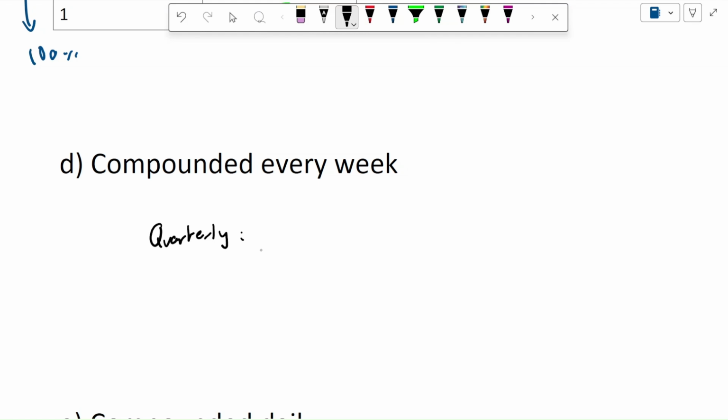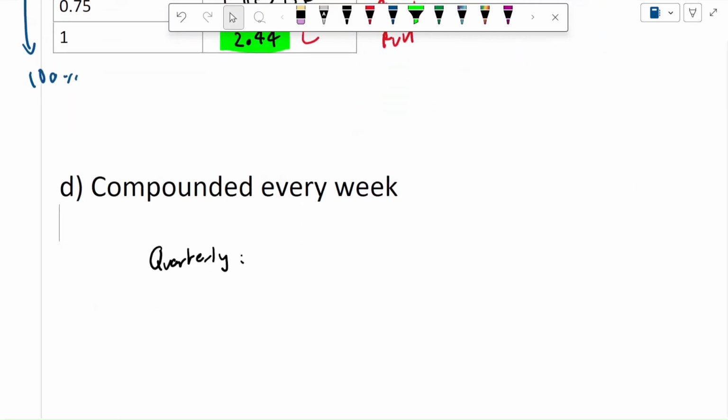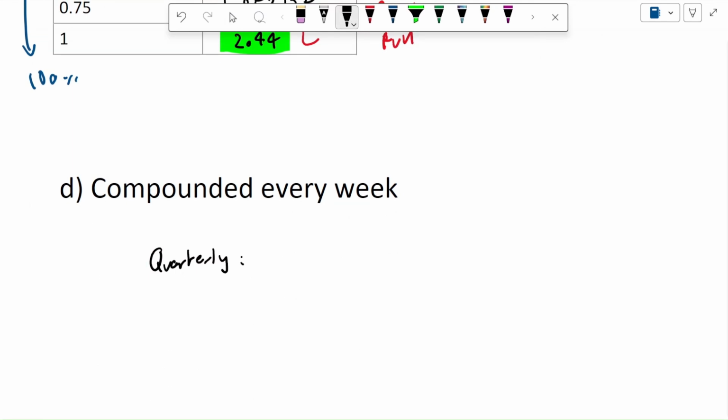All right, now if we do compound it every week, we could do a big long table like this, but it would have 52 rows because there's 52 weeks, and we don't want to sit here doing that. So let's review how we did quarterly. We did 1 times 1.25, and then we had to do that 4 times. And that's essentially how we got the last entry in our table.